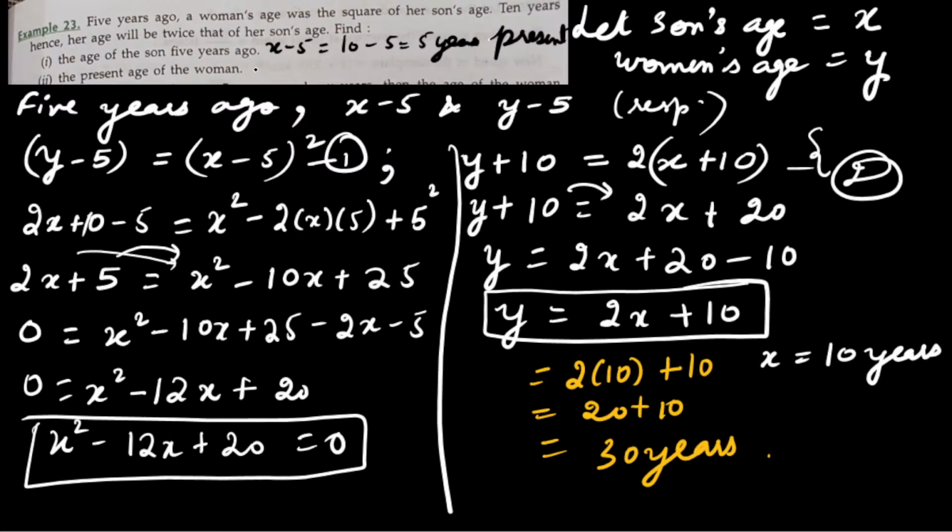So you have to understand, after finding the value of x, you have to see what you basically have to find. After finding the value of x, you have to understand what you have to find. So here you have to find the age of the son 5 years before, 5 years ago, and also you have to find the present age of the woman. So I hope this question is clear.